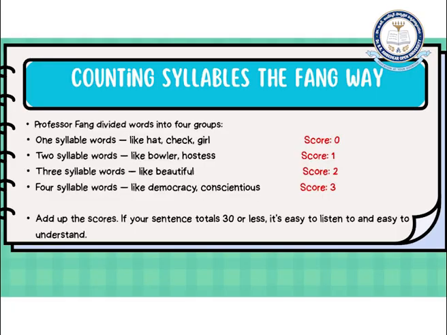So when you have a 1 syllable word, something like hat, check, girl, you don't have a score there, which we consider as 0. Whereas if you use 2 syllable words like bowler, hostess, then you have a score of 1. Like that, with words like beautiful, democracy, the score keeps increasing. So from the pronunciation alone, you will be able to understand whether the word is easily understandable or not. According to that, you have to place them and work.